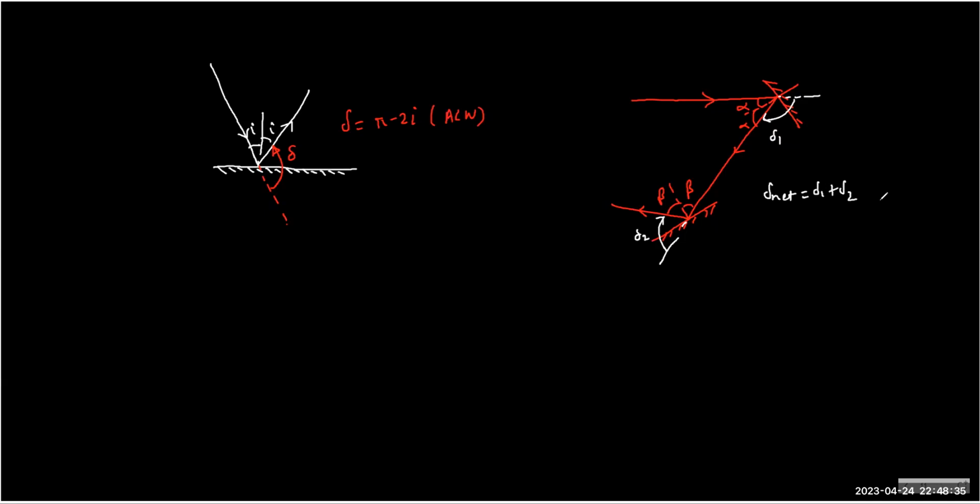Are all deviations in the same sense? Yes or no? Yes. So it is clockwise. So we have to just add: first one is clockwise and next one is also clockwise. We just add this. So pi minus 2 alpha plus pi minus 2 beta. Is this clear?